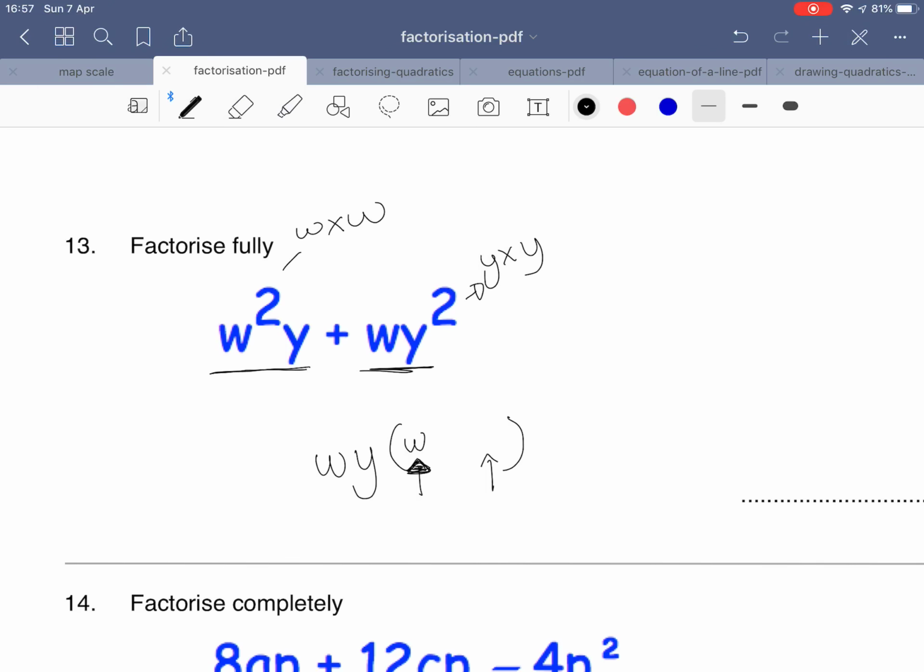And for the second bit, it's kind of the opposite. So we've already got one w, but there's two y's, so I'm going to need a y. And because there's a plus, I put a plus.